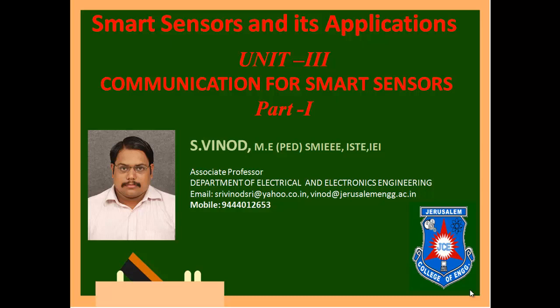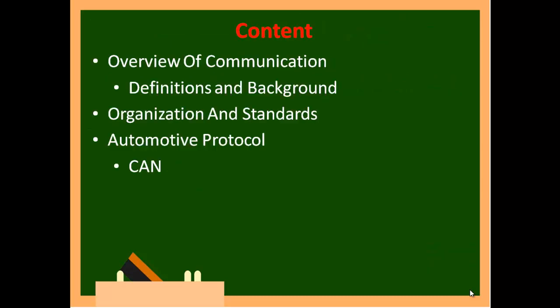So in smart sensor and application, unit number 3 is communication for smart sensor. So now how are we going to communicate? That is with respect to this unit number 3. And for today's class, we will see an overview on communication. In the overview of communication, we will see some definitions, and there is some background for communication.